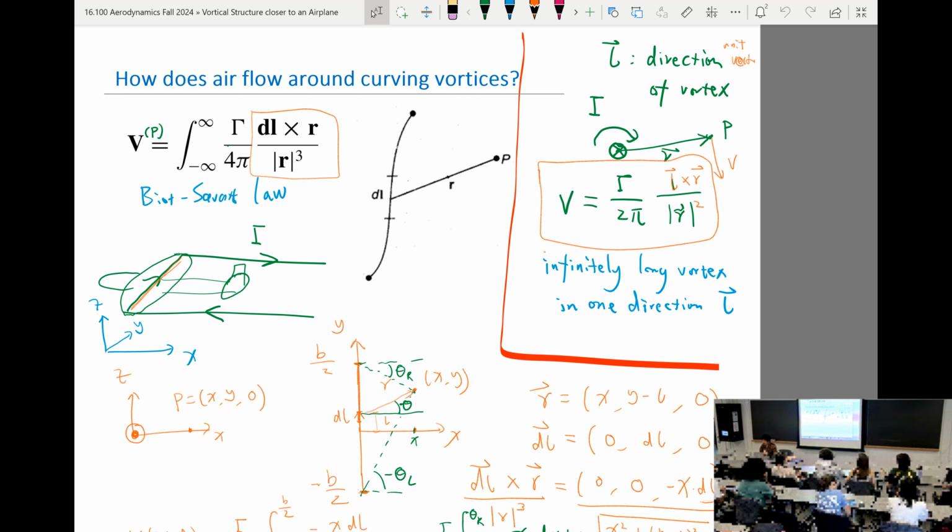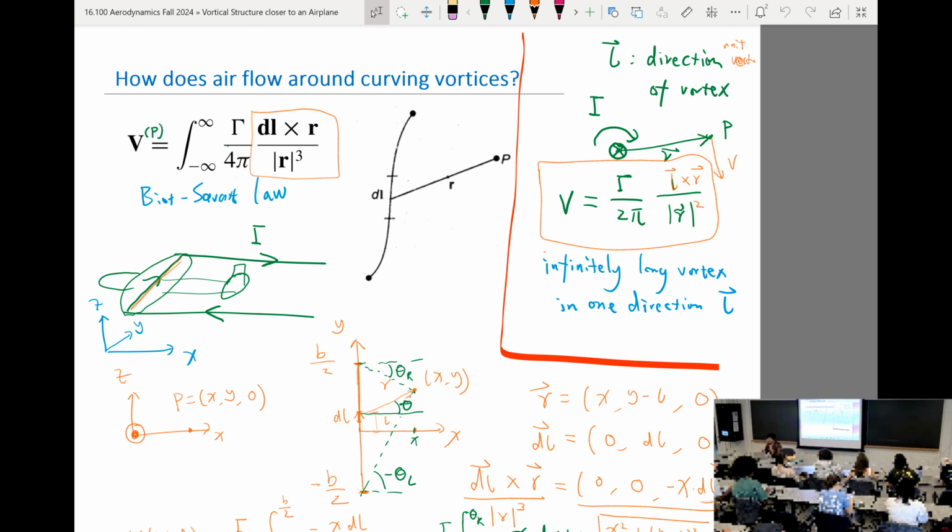So this is the vector form now in 3D. Now we have to transfer our knowledge from 2D to 3D. What is the formula for the velocity induced by an infinitely long vortex? Okay, any questions on that part? So let me just close it with an infinitely long vortex.